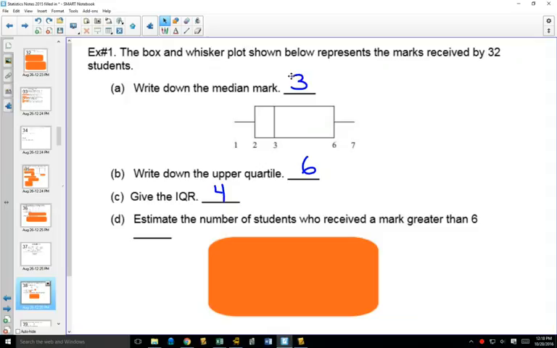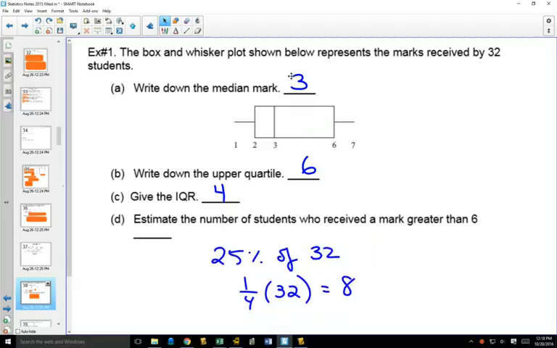Now, how many students are getting a mark bigger than 6? Now, the whiskers in each of the sections divide everything into chunks of 25%. So if 6 is the third quartile, there's going to be 25% of students getting larger than 6. We know that there was 32 students in total, so 25% of 32 will be 8. So these aren't super difficult once we realize what the values stand for. So I'd like you to try this next one.